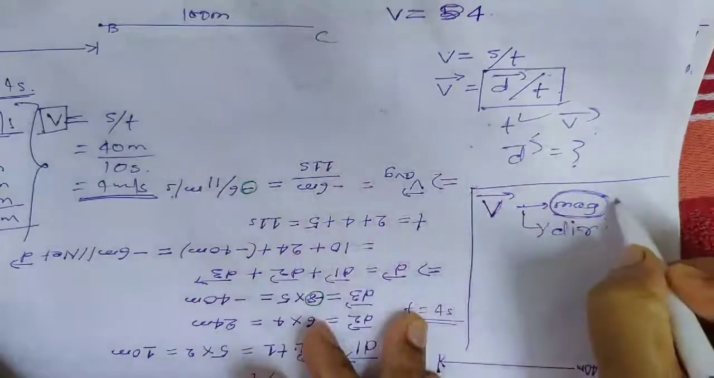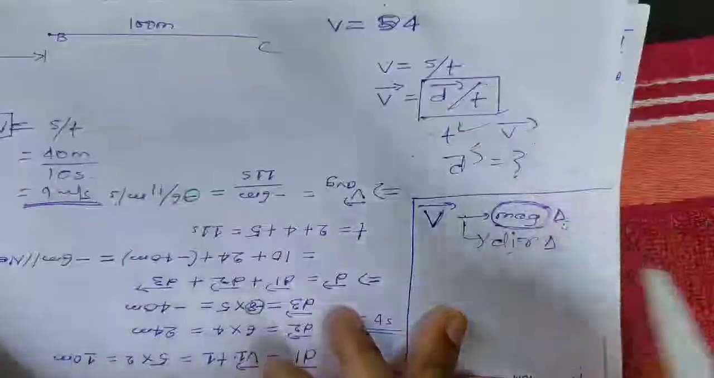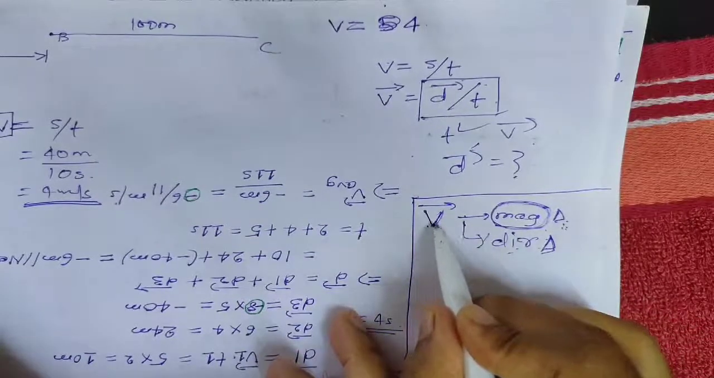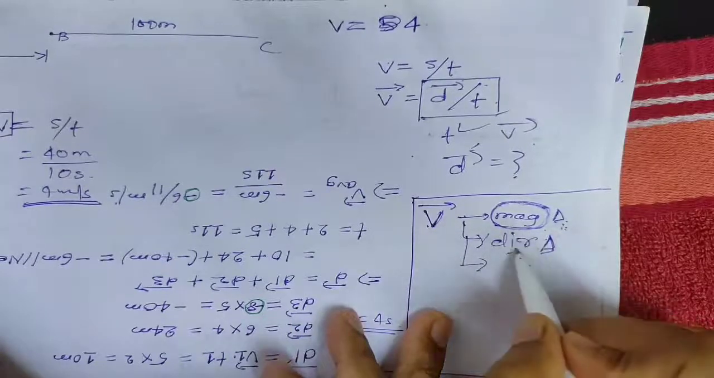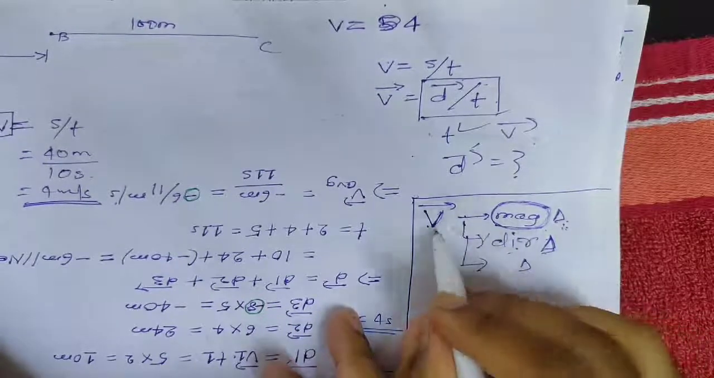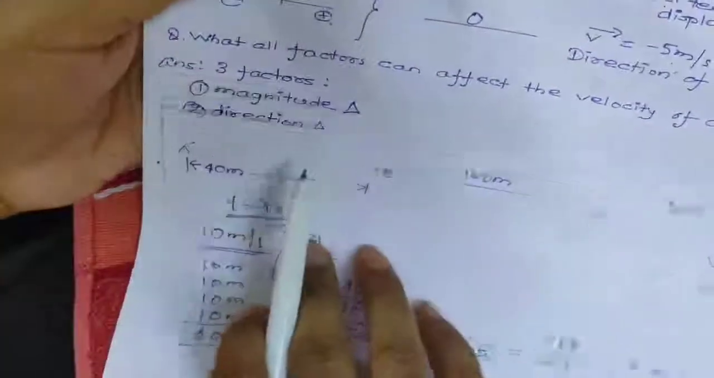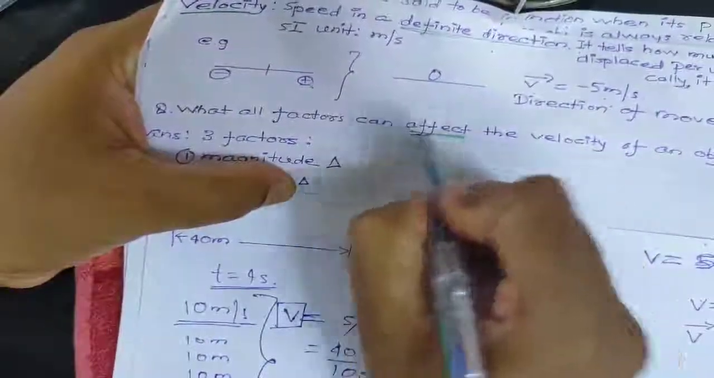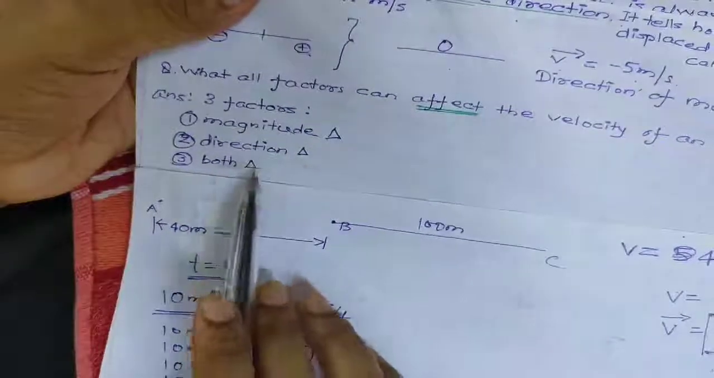So similarly, if I bring a change in direction, delta denotes a change here. Just keep in mind, delta means change. If I bring a change in direction, that means I am changing velocity. And thirdly, if I bring a change in both magnitude and direction, right? So that means I am changing velocity. So there are three ways by which we can change the velocity. So this is what I have written: three factors which can affect the velocity of an object. Change in magnitude, change in direction, or change in both.